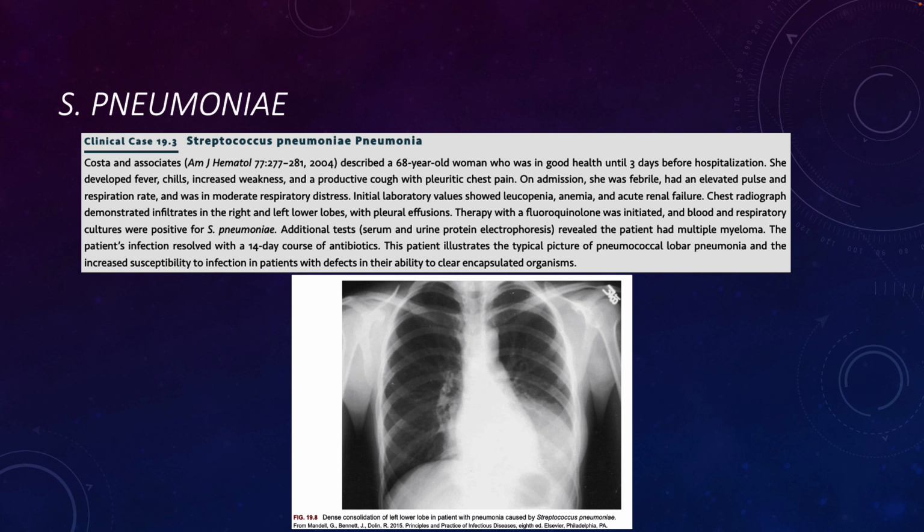This illustrates the typical picture of pneumococcal lobar pneumonia, so in different lobes of the lung, and increased susceptibility in infections with patients who have defects in their ability to clear encapsulated organisms. So because of the cancer, that caused the immune suppression and made it even harder for her to clear that infection with the encapsulated bacterium.